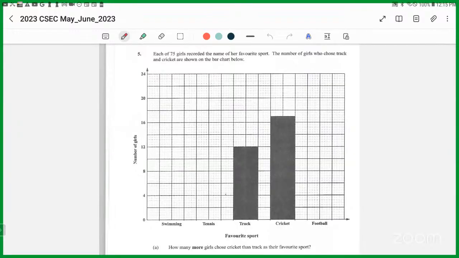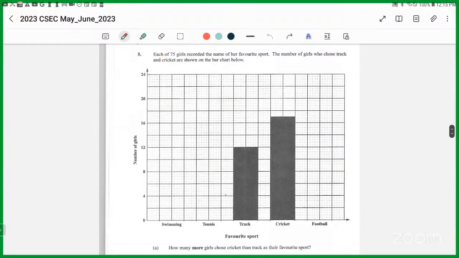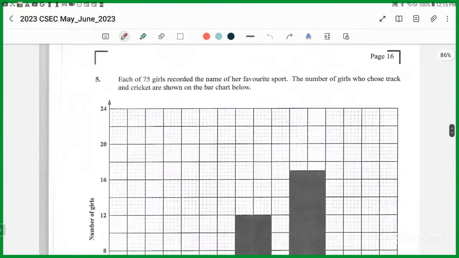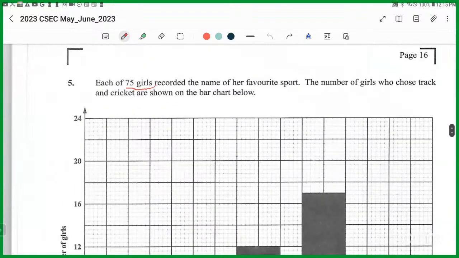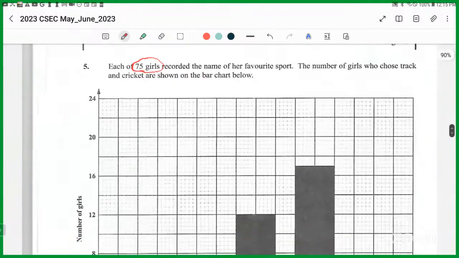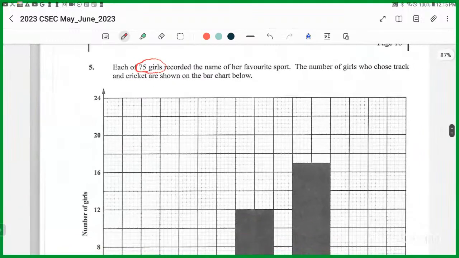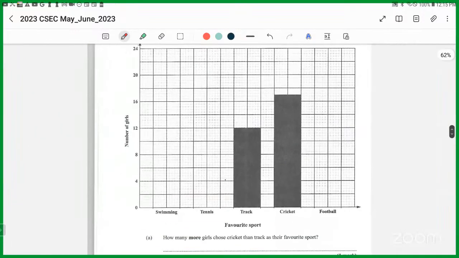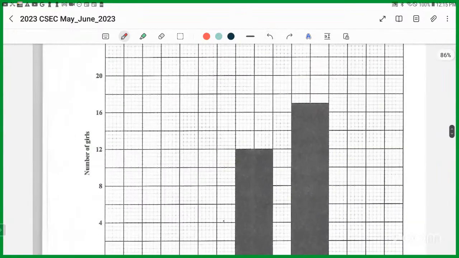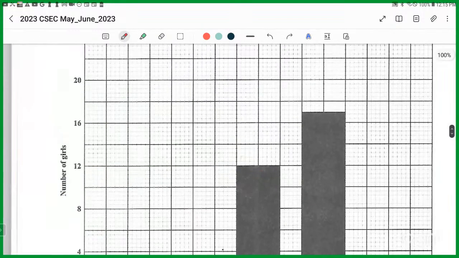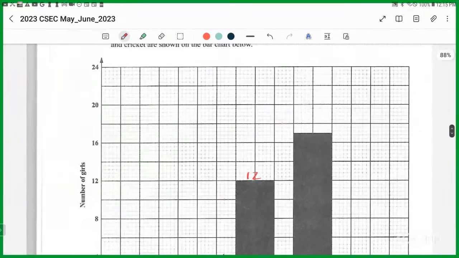All right, let's go. This question says, each of 75 girls recorded the name of their favorite sport. So the total number of girls is 75. This might become important, so take note of it. In statistics, everything is important. It says the number of girls who chose track and cricket are shown. So we have these two, track and cricket. That's what they gave us. They don't give us swimming, tennis or football. Well, the total must be 65. Let's see what number this is before we start. The number on this one is 12. Might need that as well. The number on this one as well.